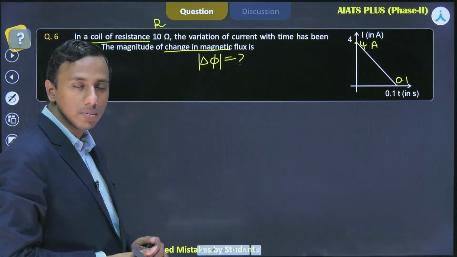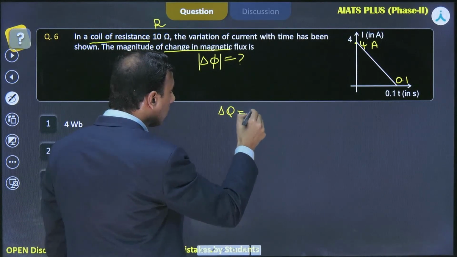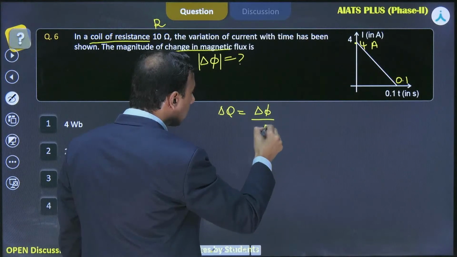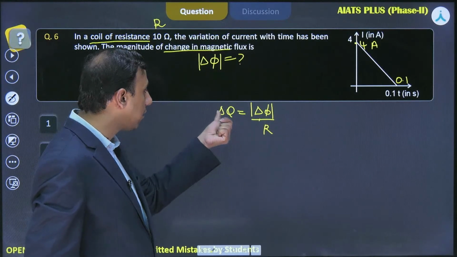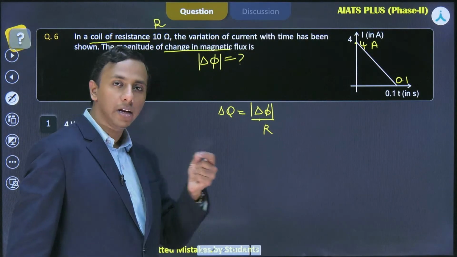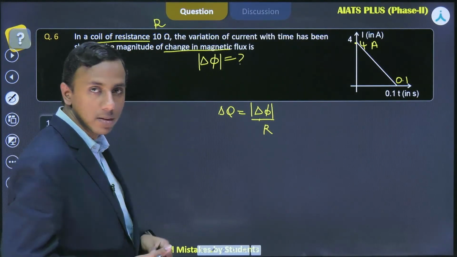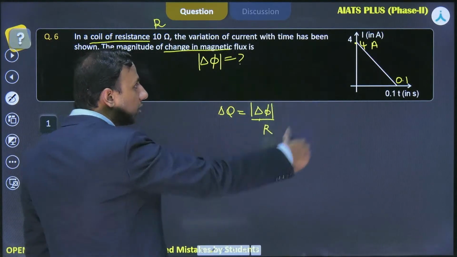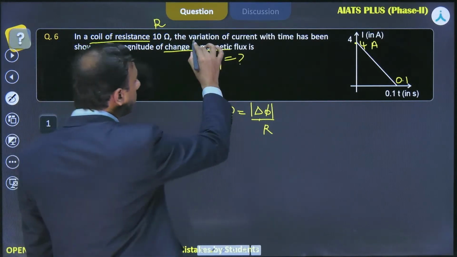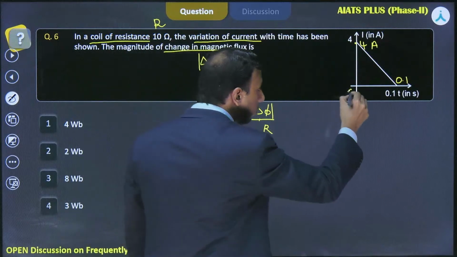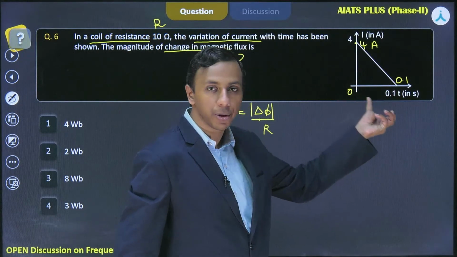We did just now delta phi, and we had written the formula: delta Q is equal to delta phi by R. Resistance is already given, so this we have to find out. What is delta Q? This is the induced charge, or the charge flowing through the conductor, in this case a coil. The variation has been shown from 0 to 0.1 second, so this entire time interval has to be taken into consideration and we are going to find the charge.